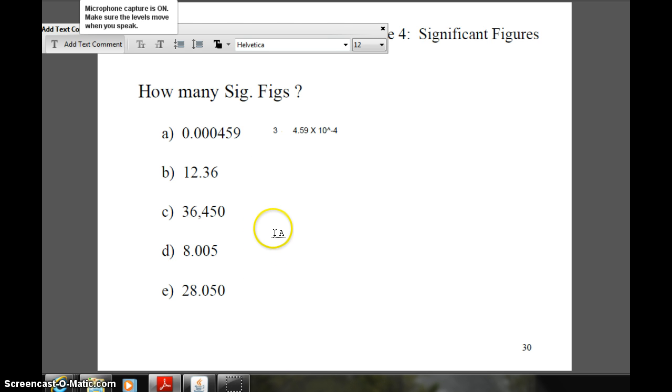Let's consider 36450. In this case, you can have 4 or 5. If you count 3, 6, 4, and 5, that will be a total of 4 significant figures. If you include the 0, which is a trailing 0, you would say that there are 5 significant figures. If you consider the last one, in this case, you do have 5 significant figures because the last 0, which is a trailing 0, will count.